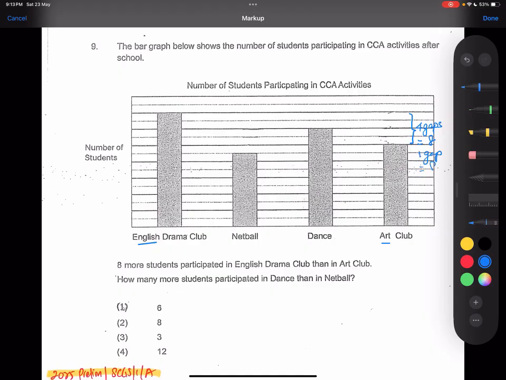1 gap equals to 8 divided by 4, which is 2. So 1 gap equals to 2 students. What is our question? How many more students participated in dance than in netball?